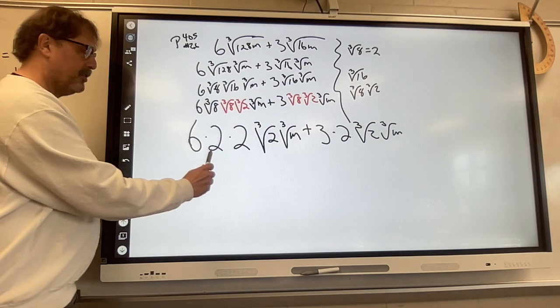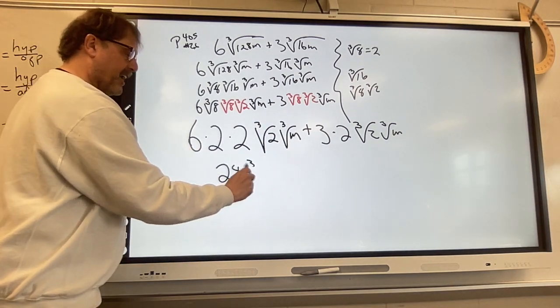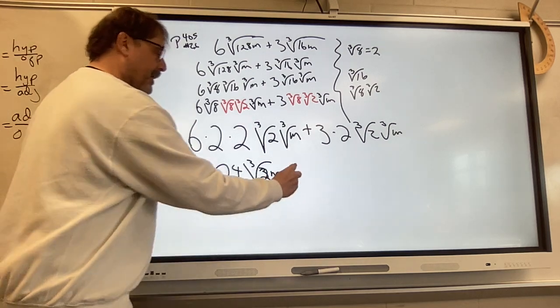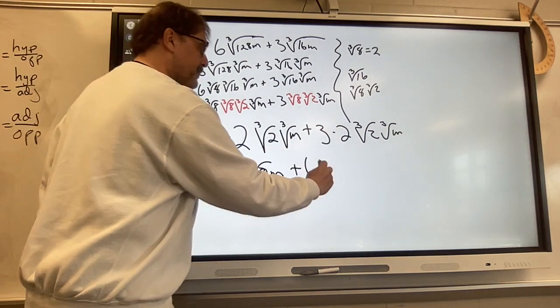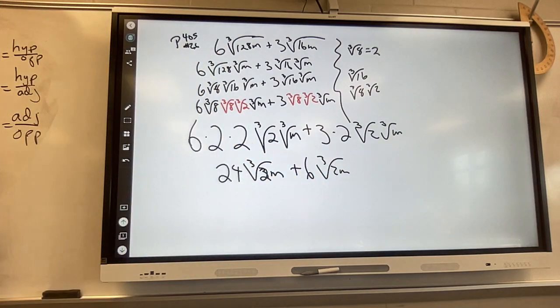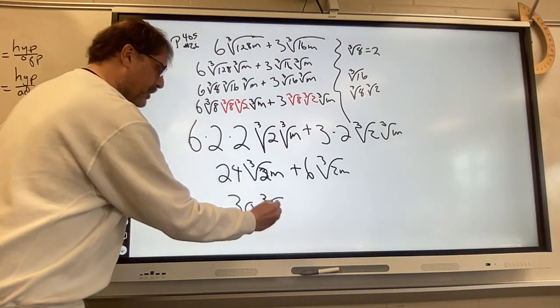Here we go. 2 times 6, that's 24. Let's put those two back together because that's a 2. And 2m, Minnesota Mining and Manufacturing. If they stop mining, it would just be Minnesota Manufacturing. Okay. And now we can add this and make this 30 cube root of 2m.